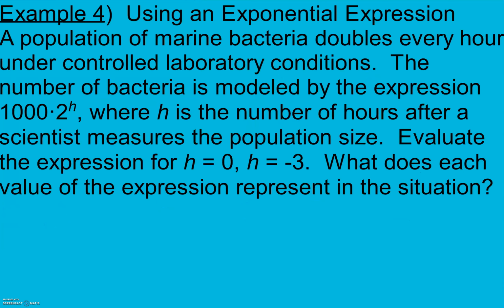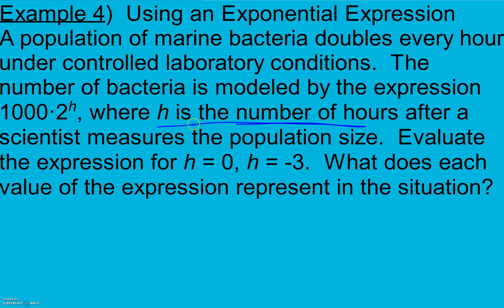A population of marine bacteria doubles every hour under controlled laboratory conditions. The number of bacteria is modeled by the expression 1,000 times 2 raised to the h power, where h is the number of hours after a scientist measures the population size. Evaluate the expression for h equals 0 and h equals negative 3. What does each value of the expression represent in this situation?